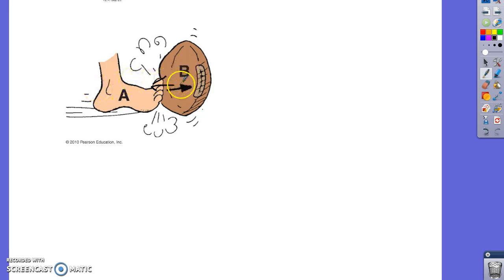Now the football, on the other hand, has an equal force. The same force being exerted on the foot is being exerted on the football, but once again, the only force exerted on the football is in this direction, so it's going to go in that direction, because it's an unbalanced force. So when we have these action-reaction pairs, notice that they are acting on different objects. The foot kicks the football. When you kick a football, there's a force exerted on the football, and there's an equal and opposite force exerted on the foot.